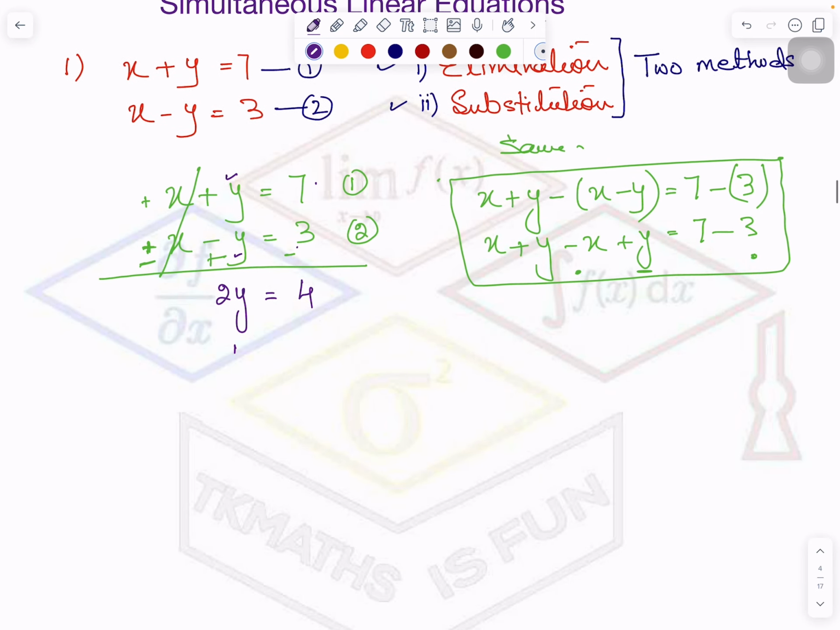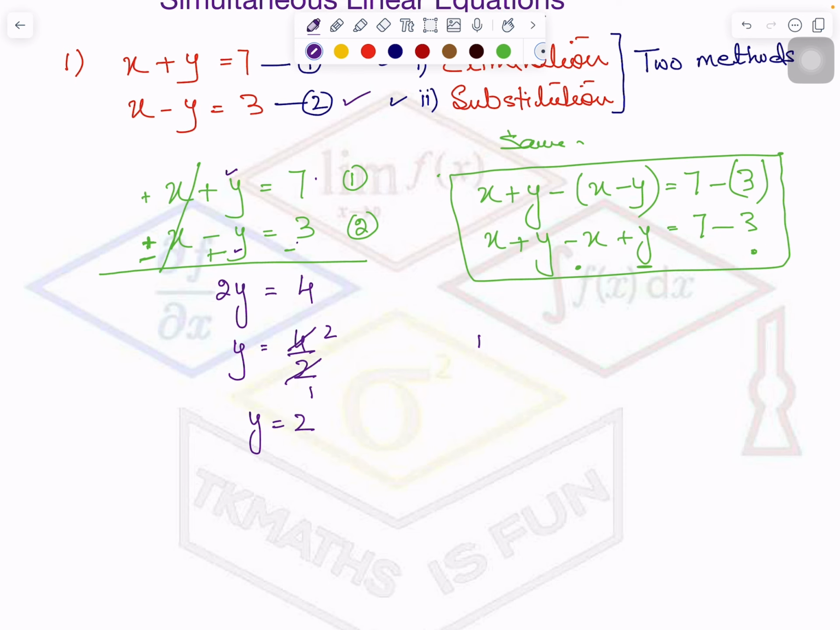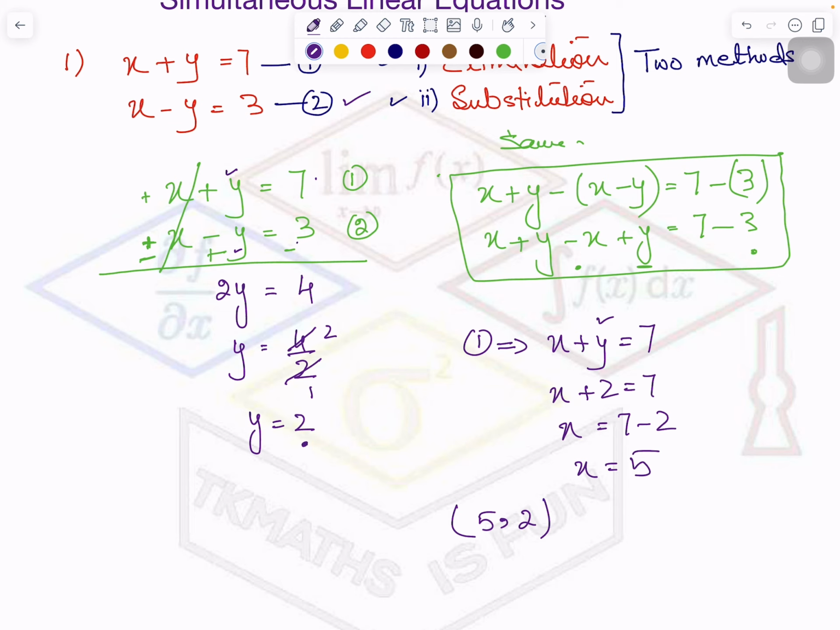So it will become y equals 4 divided by 2. 2 ones are 2, 2 twos are 4. So I got the value of y as 2. I have to find the value of x also. You can plug into equation 1 or equation 2. Suppose I plug into equation 1. Always mention which equation you are using. So I will substitute this value of y here. It will become 7 minus 2, which is 5. So my answer will be (5, 2). Right? Let me take another question so that you can get a clear idea.